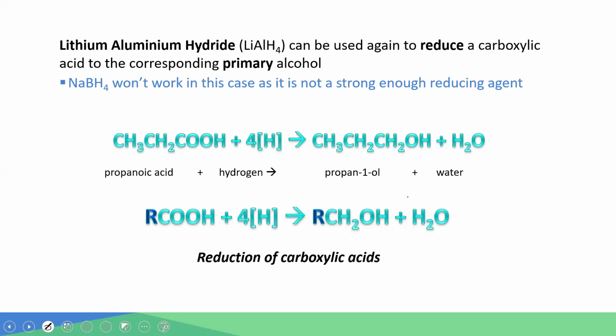So in this case, the aldehyde doesn't form because it's normally distilled, right? It can't form. You're right. LiAlH4 is such a powerful reducing agent that it does not stop over at the aldehyde.